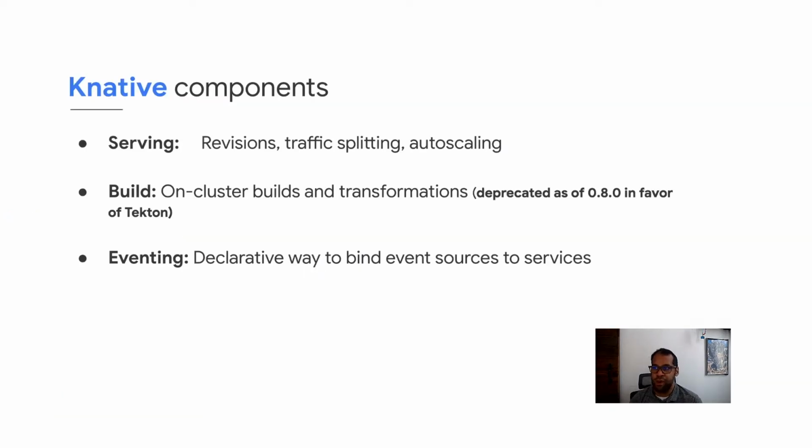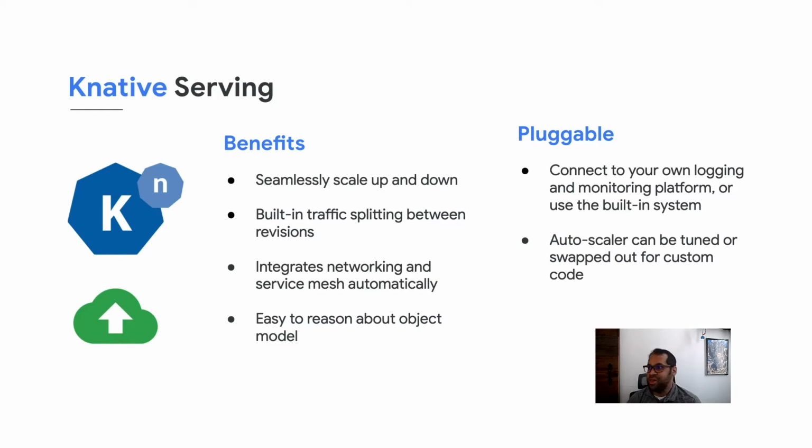So Knative serving, what makes this easier? Well, Knative serving is what actually handles the deployments. When you deploy a new version, it automates the revision handling, it automates the traffic splitting, and it automates the autoscaling. What does that mean? Well, it means it's seamless to scale up and down. It is seamless to do the traffic splitting between revisions if you want to do canary tests, A/B, whatever.